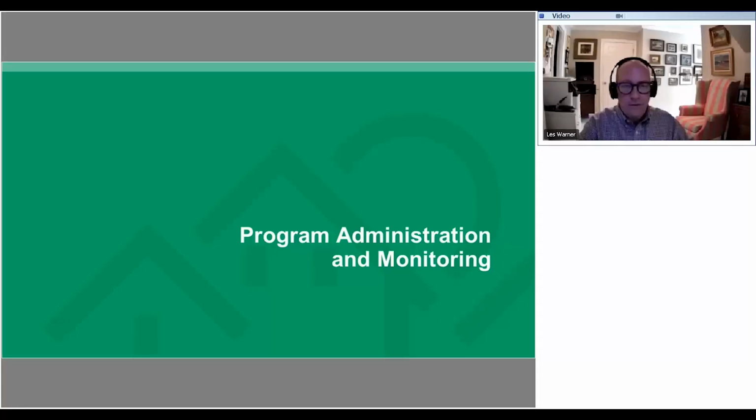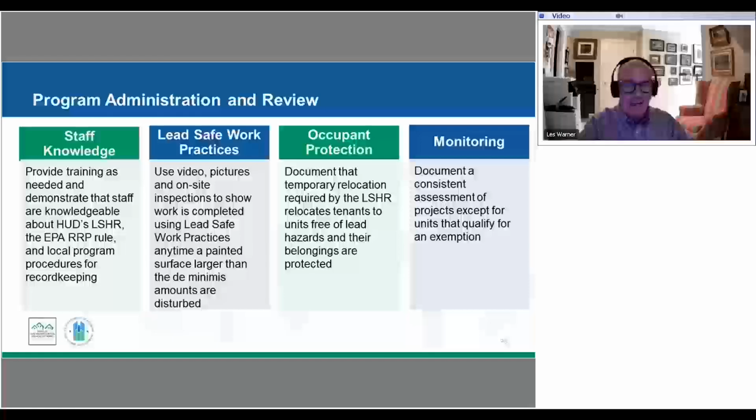So I want to start by talking about program administration and monitoring. First off, in planning on this, we need to think about the staffing that's going to be needed. In some cases we've talked about you might be contracting out for some of the testing, the evaluation, and work that's being completed. So thinking about what am I going to handle internally versus externally, and then making sure that for any staffing of you or your partners that folks have appropriate training.